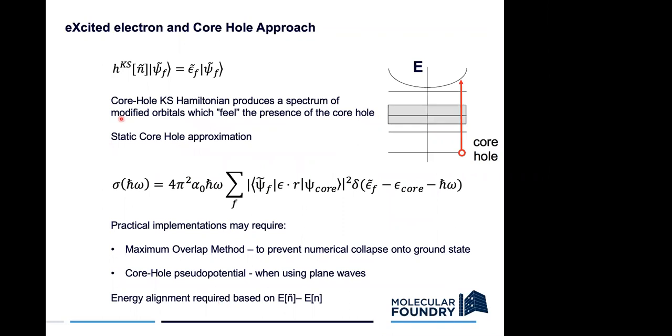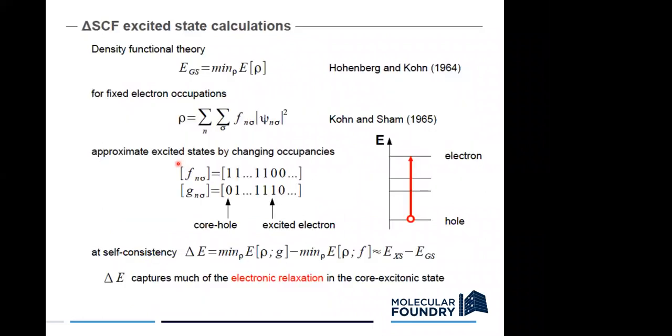David, please, I have a question. Yes. Suppose you don't do delta SCF and you just take the difference of the orbitals. How good is that result?